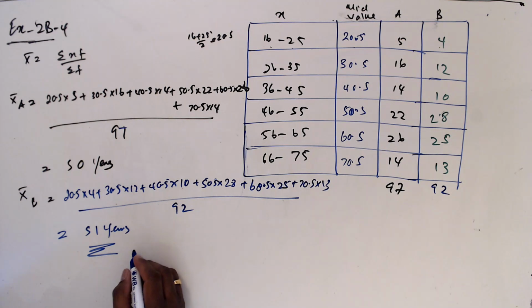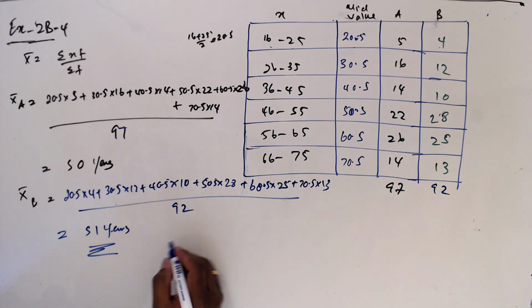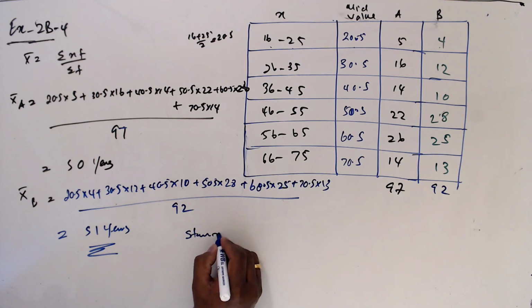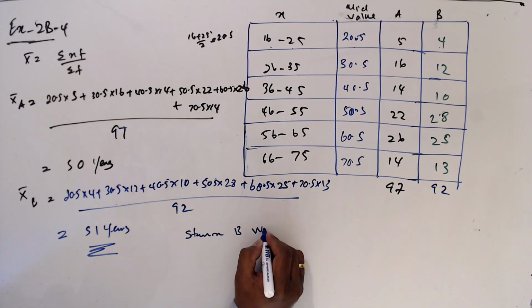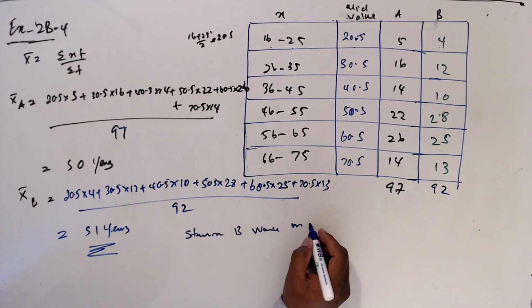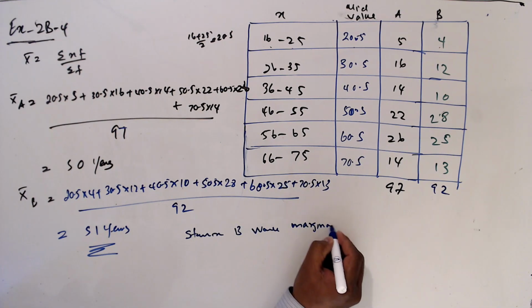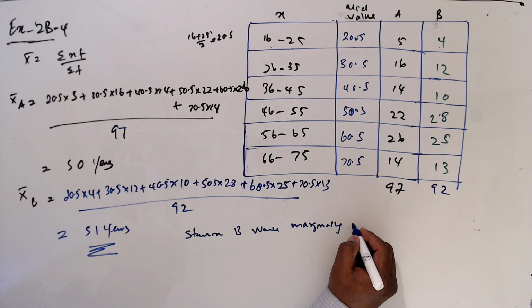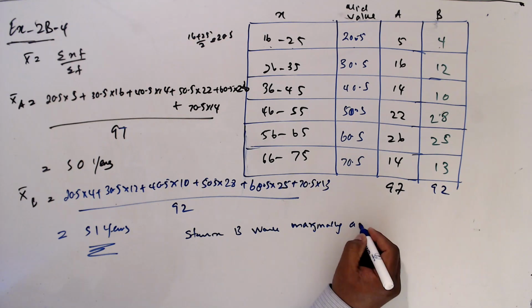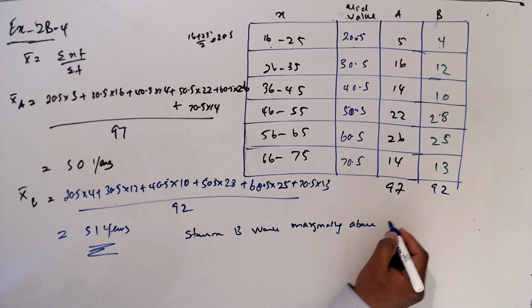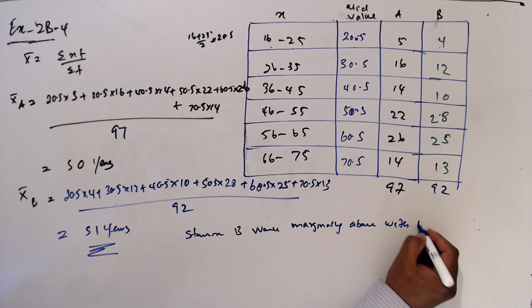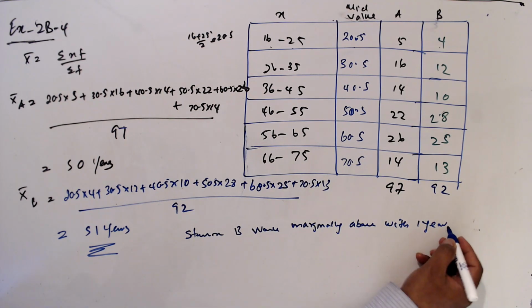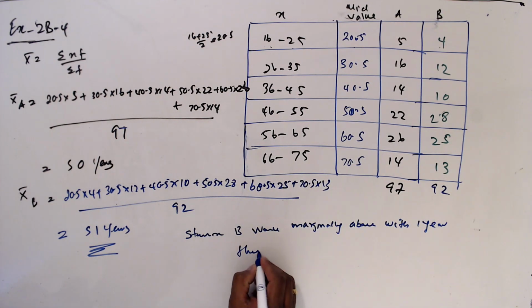So we can comment on this one. Store B workers are marginally above, by 1 year, than A.